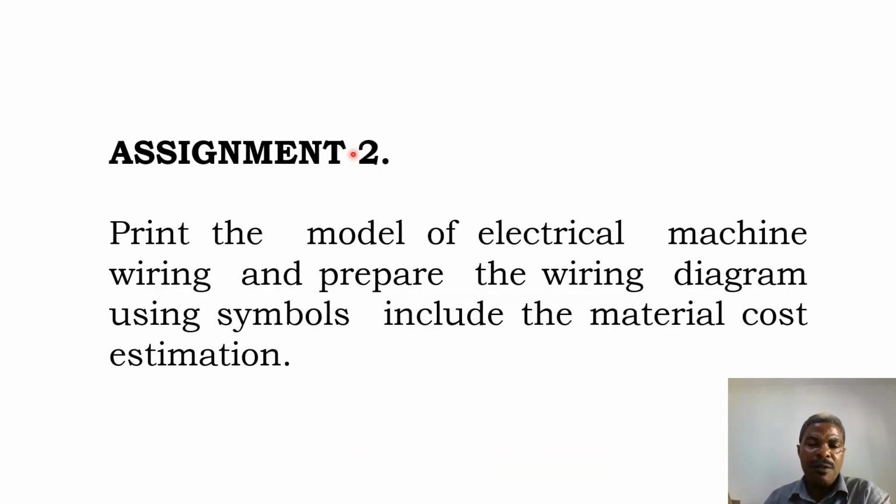So when you have come to the end of this presentation, you will be in a position to attempt assignment 2, where you are taught to prepare a model of electrical machine wiring and to prepare the wiring diagram using symbols, and include the material cost estimation. This is assignment 2, the practical part. It involves preparing a model of electrical machine wiring and the wiring diagram using symbols, including the material cost estimation for the components that you have designed.